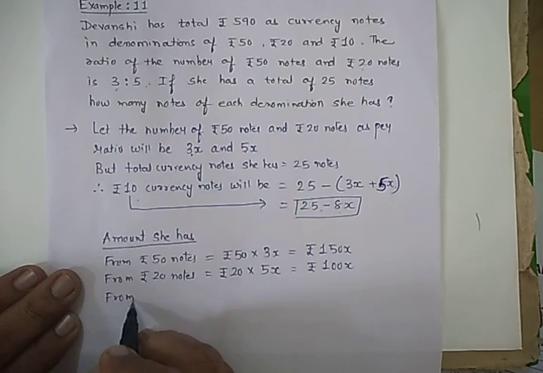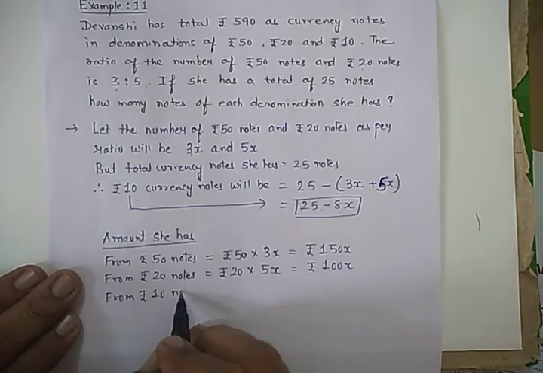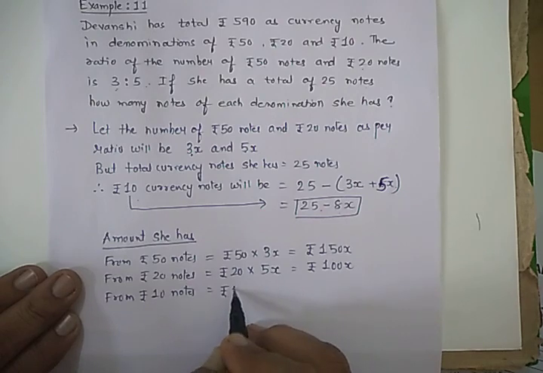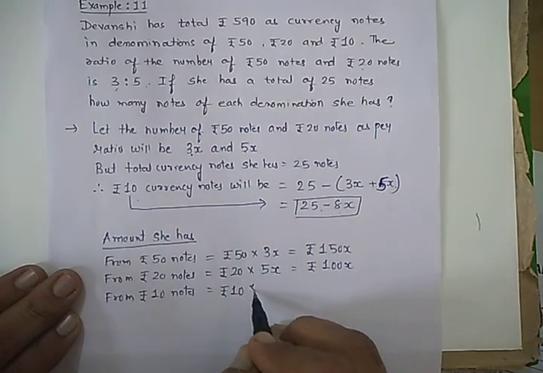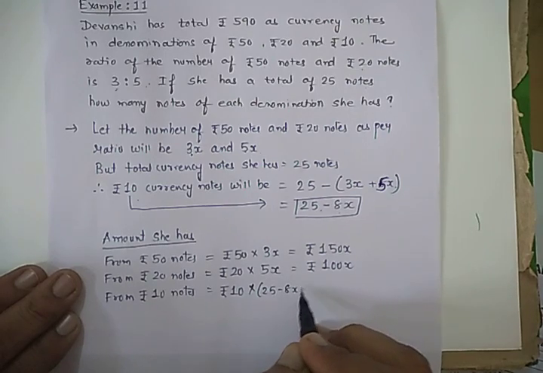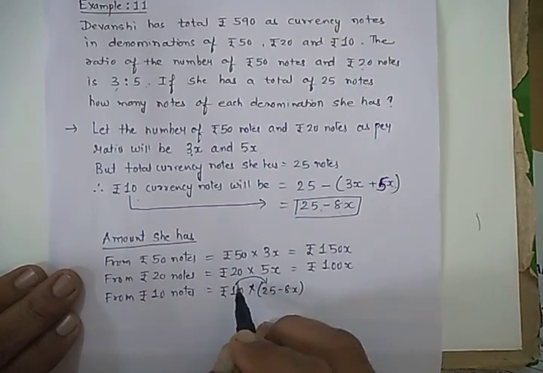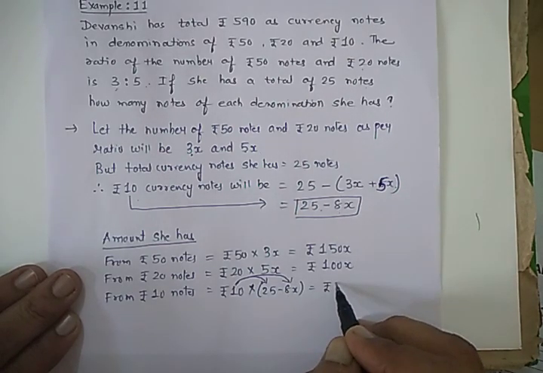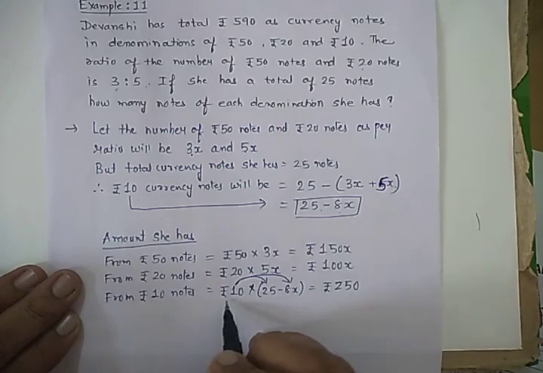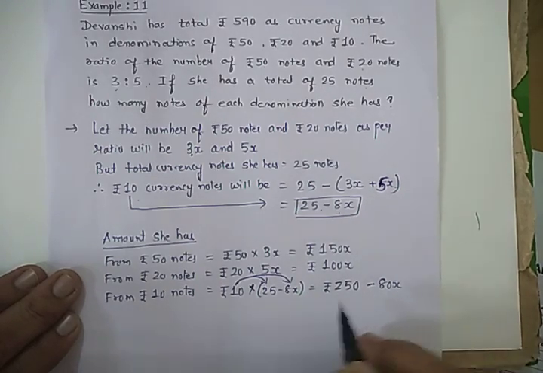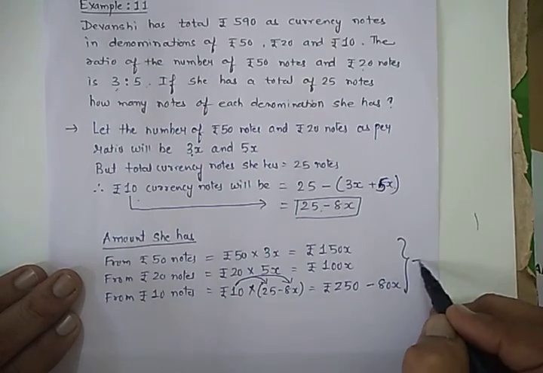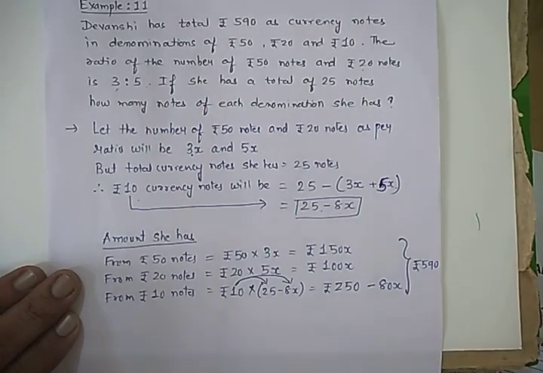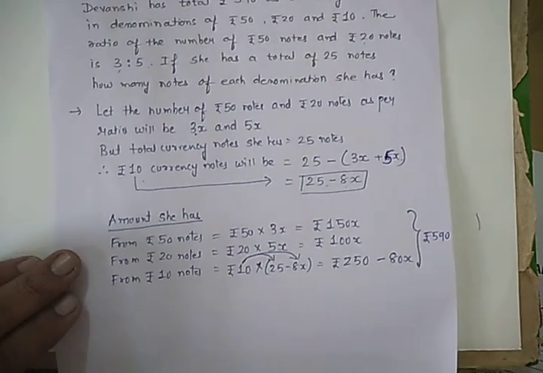Now the value we are getting from rupees 10 currency notes: rupees 10 is multiplied by 25 minus 8x. So 10 is multiplied with both elements. So rupees 250 and 8 times 10 is 80, minus 80x. So this is the value which is equal to rupees 590. Concept clear till here? Now using this we frame the equation and get the value of each denomination and number of notes.